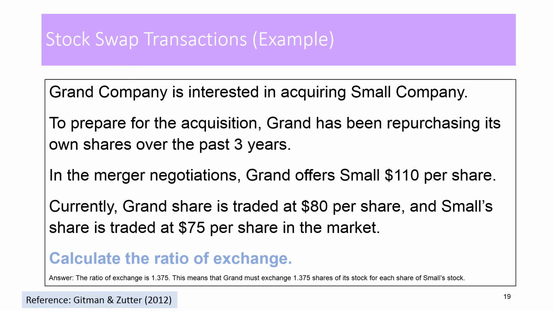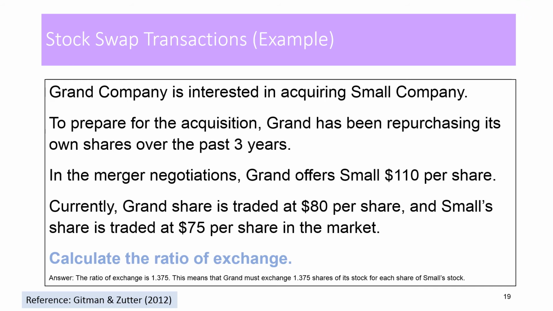Let's look into an example on stock swap transaction. Read this example. Which company is the acquiring firm? Which company is the target firm? A very important first step in merger announcement is to identify the acquiring firm and the target firm. In this case, Grand Company is acquiring Small Company.